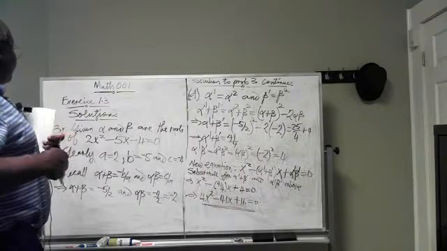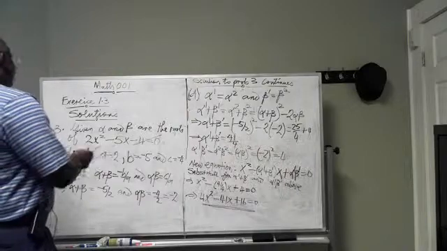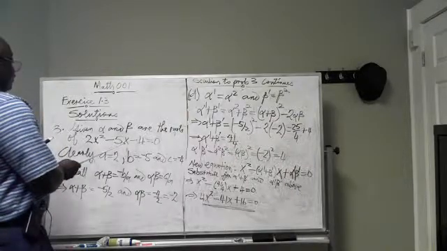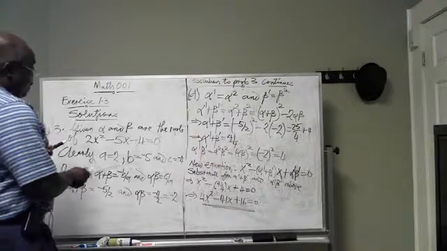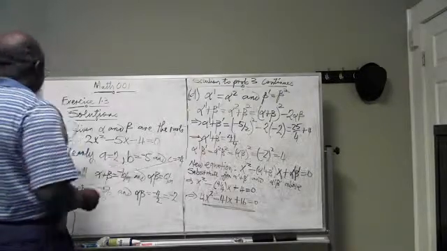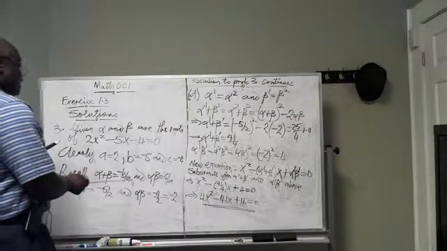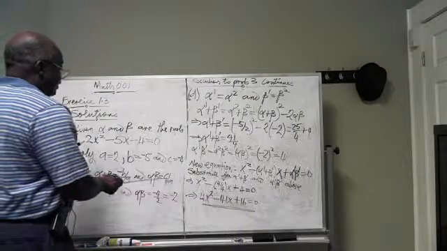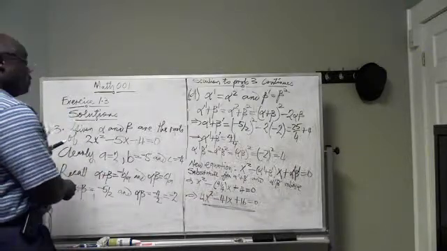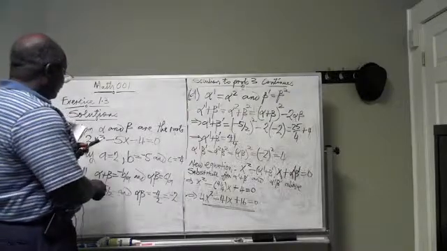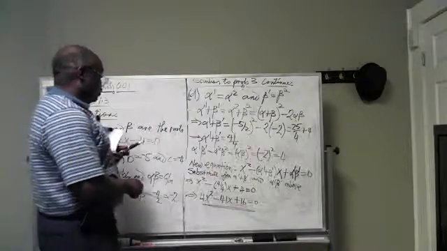So, given alpha and beta are the roots of 2x squared minus 5x minus 4 equals 0. Clearly, a equals 2, b equals minus 5, and c equals minus 4. Recall, alpha plus beta equals minus b over a, and alpha beta equals c over a. This implies alpha plus beta equals minus 5 over 2, and alpha beta equals minus 4 over 2, which is equal to minus 2.